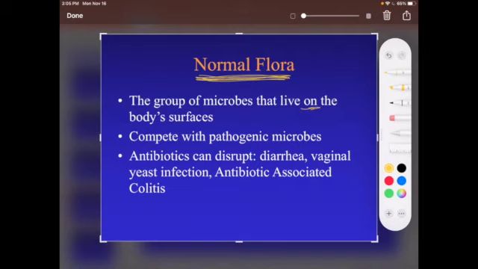And what I mean by scaring them away, they compete with pathogenic microbes. So, for example, they compete with pathogenic microbes for nutrients. They compete with pathogenic microbes for basically real estate. And by real estate, a place to set up shop.